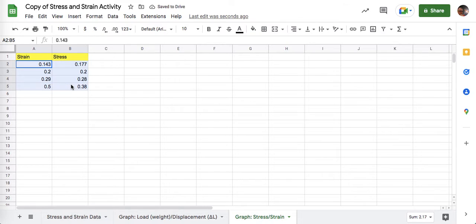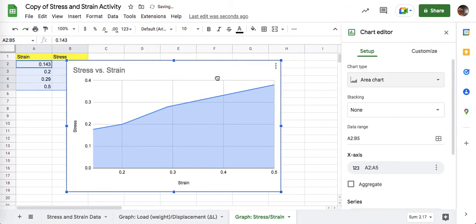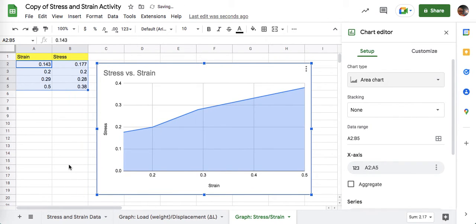Then I'm going to choose just the numbers. Make sure they're in order. 0.14, 0.2, 0.29, 0.5. These are in numerical order, and make sure there's no units, no inches or psis or anything, and no units, and in numerical order. And then again, just insert chart. Let's do that area chart again. I like the looks of that one. We don't really need to know the area under the graph, but that's okay. It just makes it easy to see what's going on here.